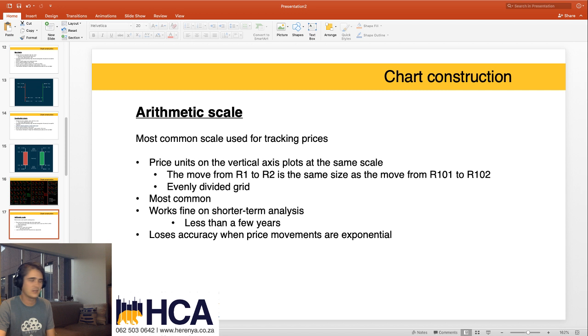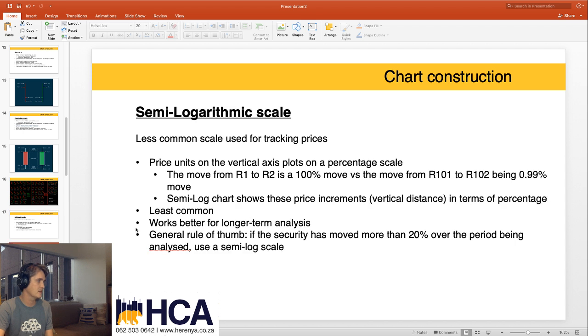We then also looked at the different types of scale: an arithmetic scale versus a semi-logarithmic scale. Arithmetic basically is where every price increment on the axis is exactly equal. So from 1 to 2 is equal distance as from 2 to 3. Whereas a semi-logarithmic scale adjusts for percentage. So the move from 1 to 2 is a 100% move, whereas the move from 2 to 3 is a 50% move, and therefore it will draw the line slightly differently.